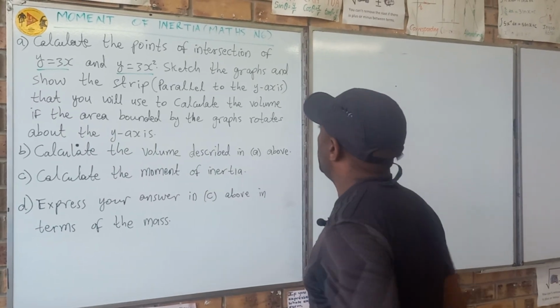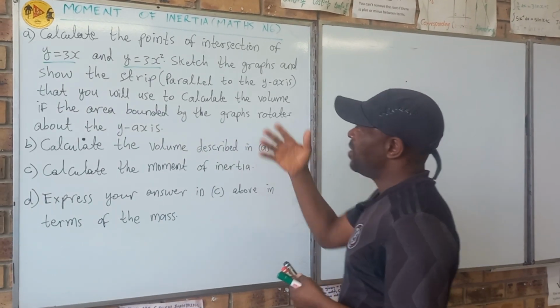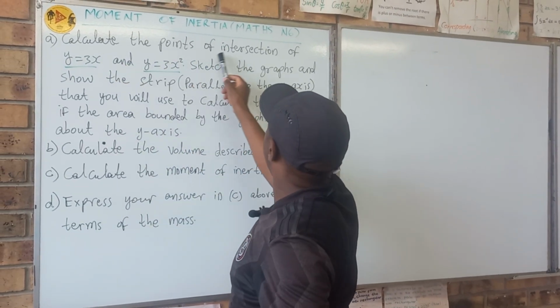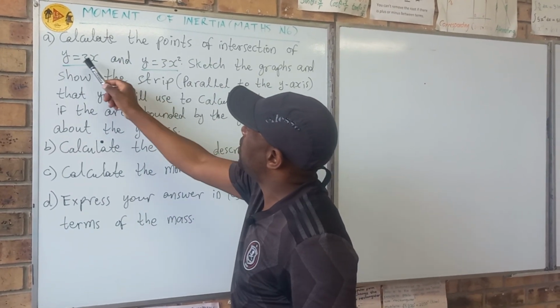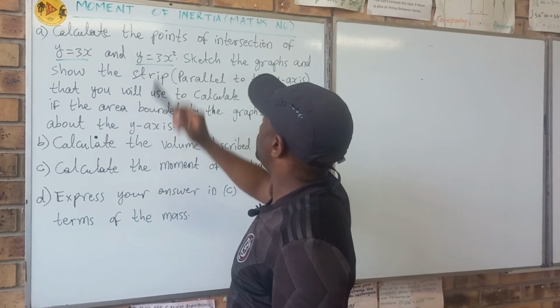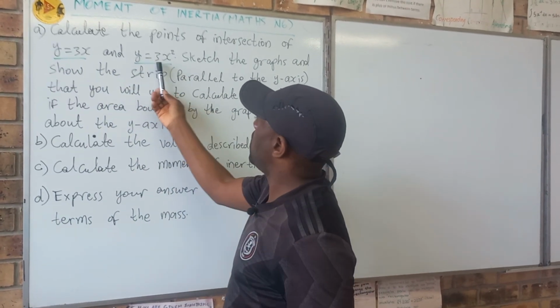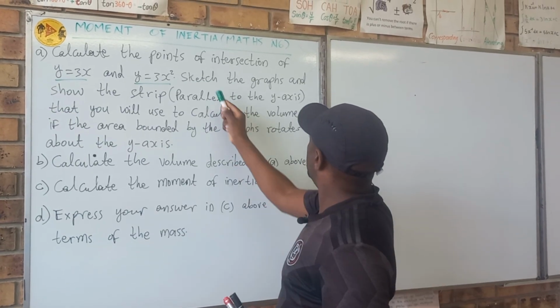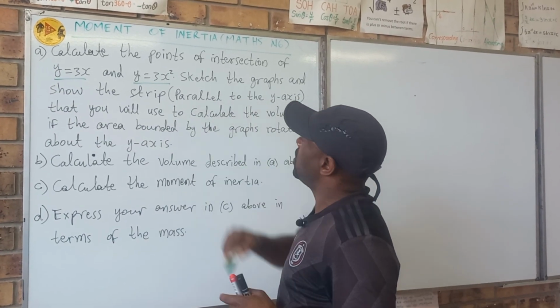We're looking at moment of inertia for Math M6. So let's go through this question. It says calculate the point of intersection of y equal to 3x and y equal to 3x squared. You see I'm underlining the important things in the question. Then sketch the graphs and show the strip.